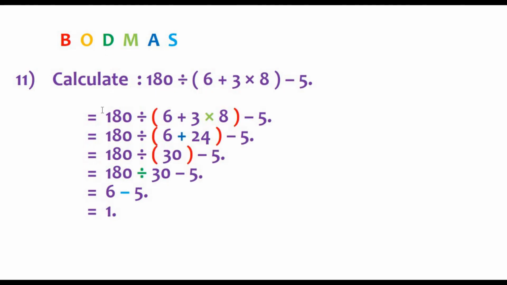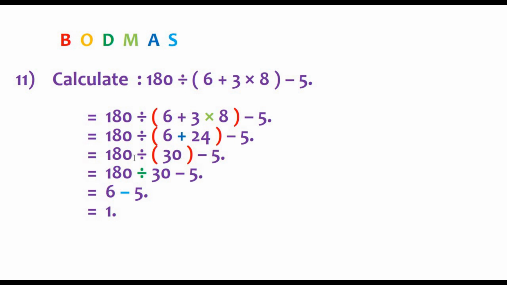Here we have the 11th problem, which says calculate 180 divided by (6 plus 3 multiplied by 8) minus 5. In the same way, we need to sort the brackets or the parentheses first. Even within the parentheses, there is addition and multiplication. So which has more priority? The most priority goes to the multiplication. Therefore, 3 multiplied by 8 becomes 24. And then 24 plus 6 makes 30.